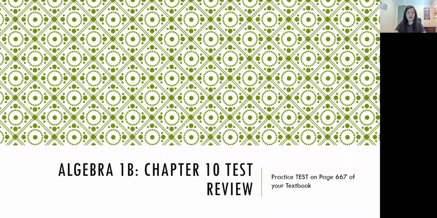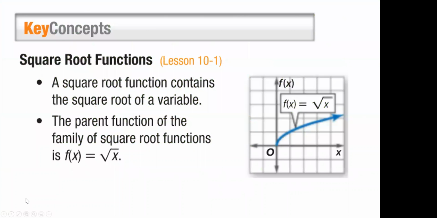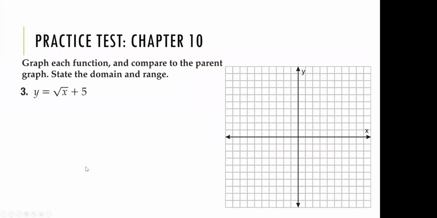So these questions are from a practice test that can be found on page 667 of your textbook. Okay? So the first section in chapter 10 talks about square root functions, and it contains a square root of a variable, and the parent function of the family of square roots is when f of x is equal to the square root of x, and it starts here at the origin and goes up like so, okay? So it says to graph each function and compare it to the parent graph and then state the domain and the range.